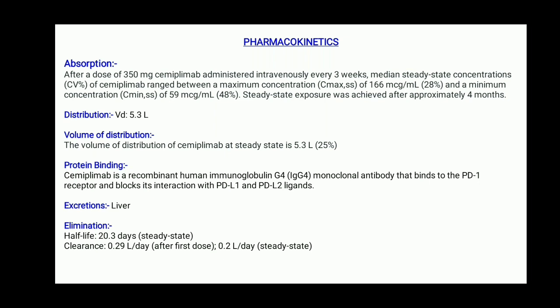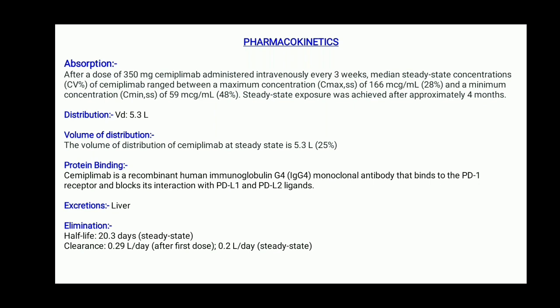Then pharmacokinetics of cemiplimab. Absorption. After a dose of 350 mg cemiplimab administered intravenously every 3 weeks, median steady state concentrations, that is CV%, of cemiplimab range between a maximum concentration of 166 mcg per ml and a minimum concentration of 59 mcg per ml. Steady state exposure was achieved after approximately 4 months.